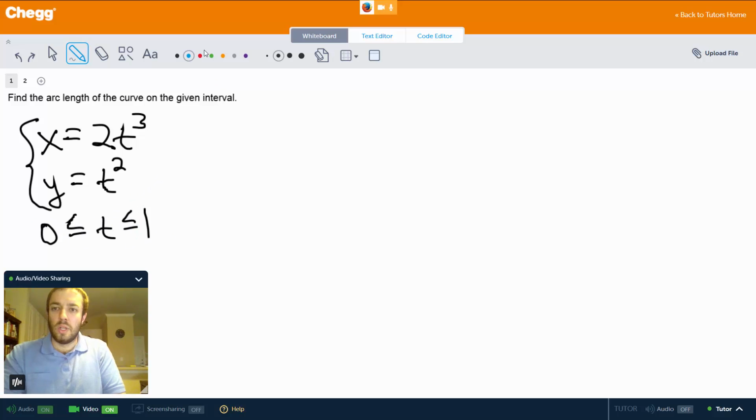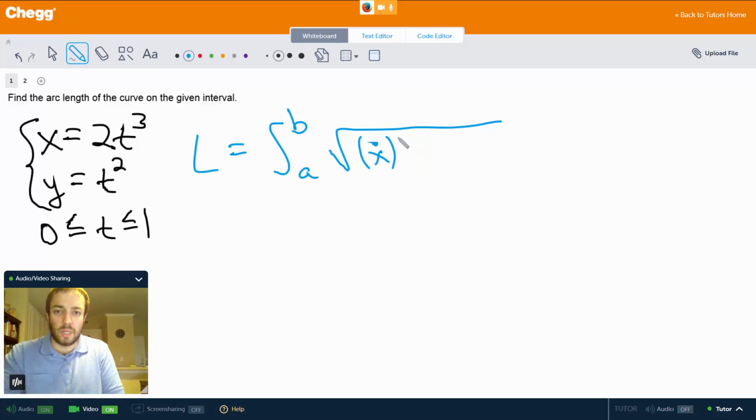Okay, so what we want to do is use the arc length formula for parametric curves. It's a little bit different from the arc length formula in general, where if we just have y as a function of x, we have the arc length formula for that, but we don't have y as a function of x in this case. We have x and y both as functions of t, so we have something parametric going on here. So the formula that we're going to want to use is the integral from a to b of the square root of, I'm going to say, x dot squared plus y dot squared dt.